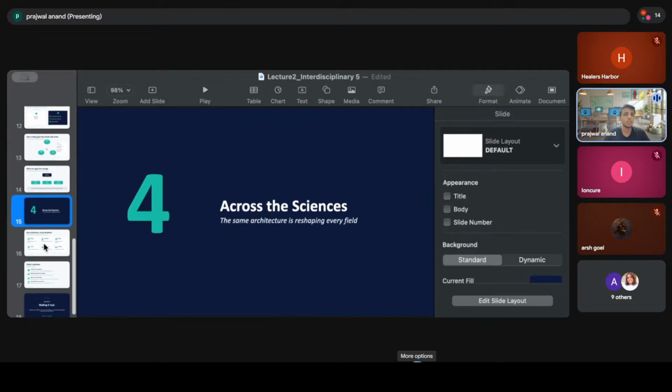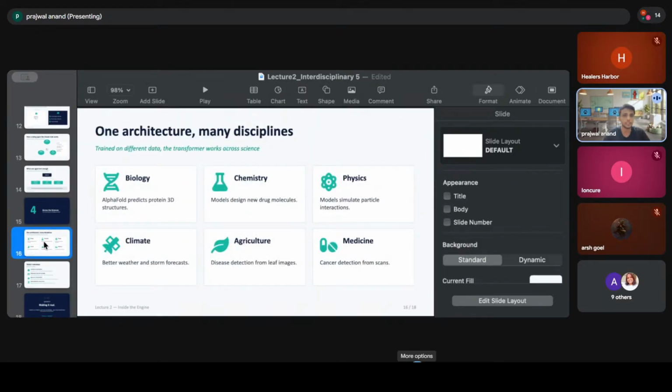So it is being used across sciences, in different fields. We have AlphaFold, which predicts protein 3D structures in chemistry, and AI is used in physics, climate, agriculture, and medicine. AI is being used across all the industries right now, where they are trying to replicate the offline workflows with the help of artificial intelligence to save time and to stop burning money in businesses. That's how they are being built and worked around right now.